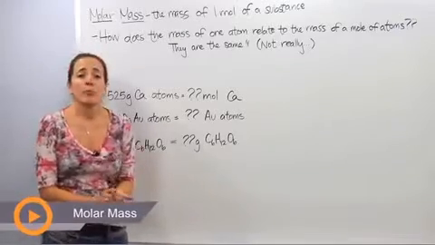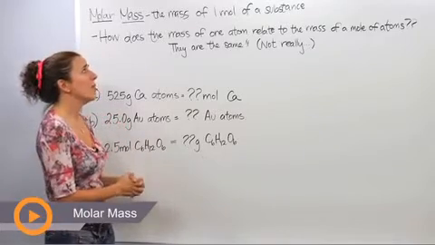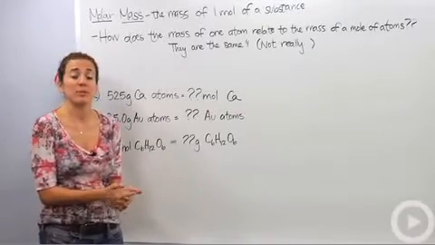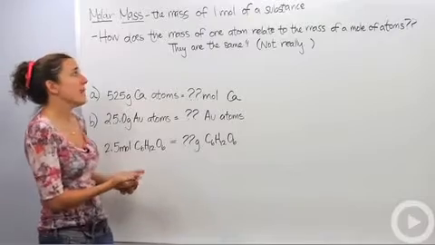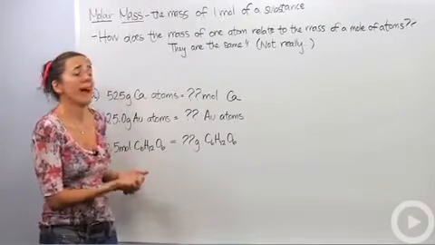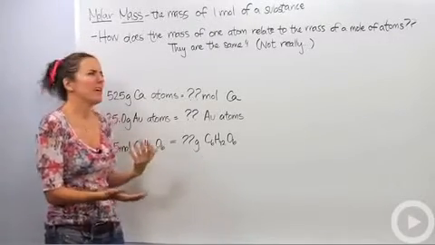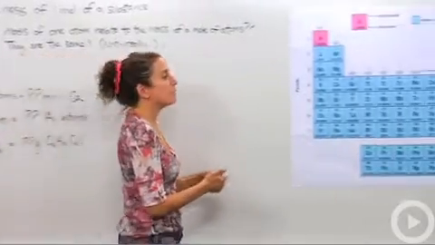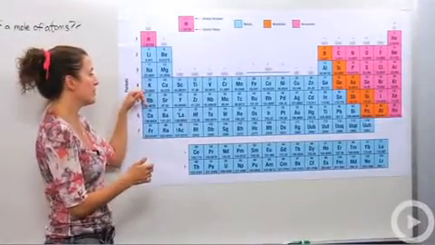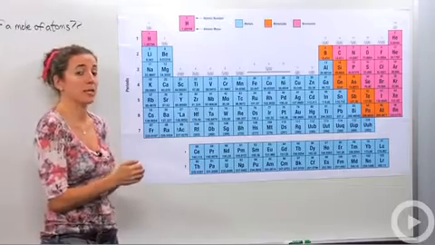All right, so we're going to talk about the molar mass and what that means. The molar mass is the mass of 1 mole of a particular substance. So how does the mass of one atom relate to the mass of a mole of atoms? Well, they're the same, but not really. So let's look over the periodic table. Okay, and we know these numbers underneath here represent the atomic mass of that particular atom.